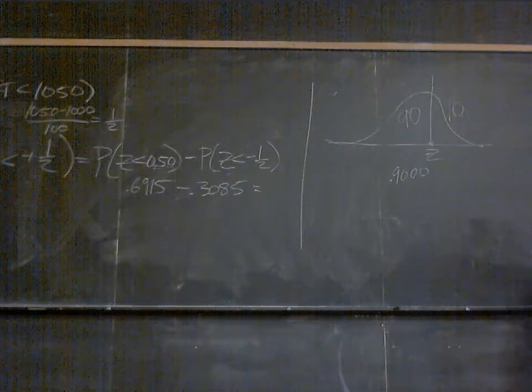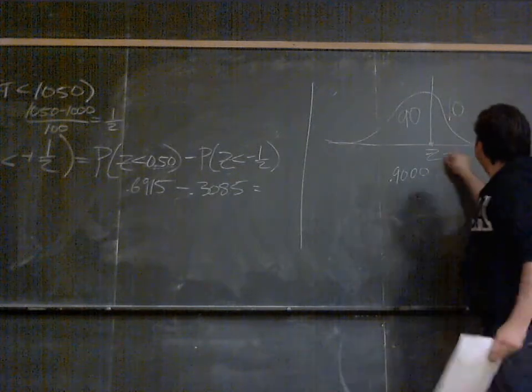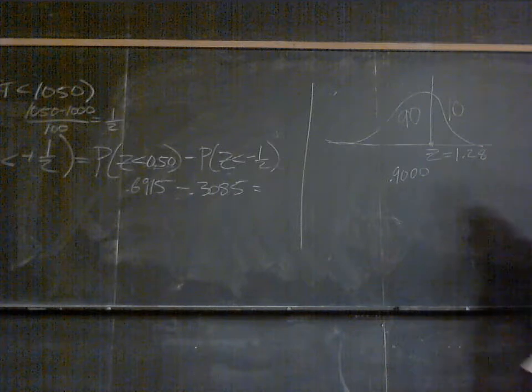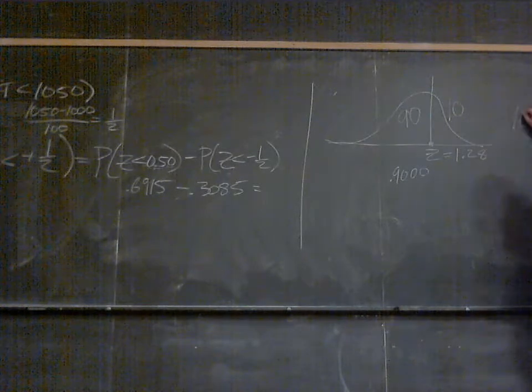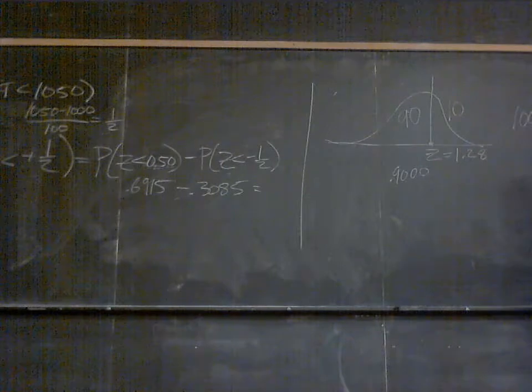That's on row 1.2, column 0.08. So that z-score is 1.28. Meaning that anyone who scores at the 90th percentile did 1.28 standard deviations above the mean. So I take the mean of 1,000 and add 1.28 standard deviations, which was 100, and it comes out to 1128. This here is the mean plus z times sigma, which, if we look at our z-score formula, equals x, our value.